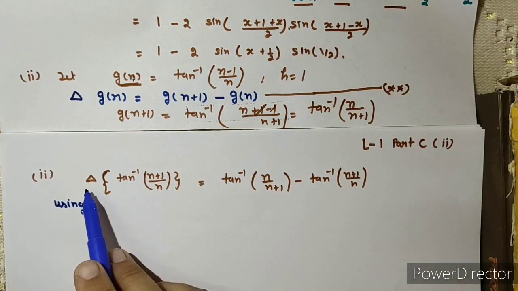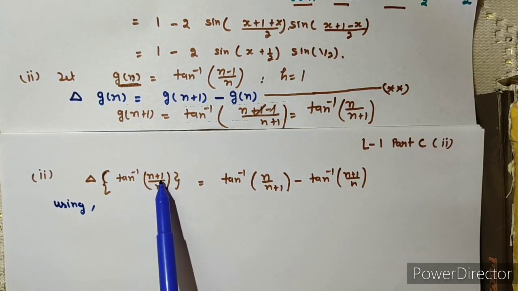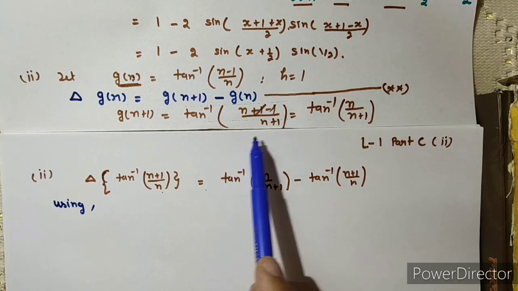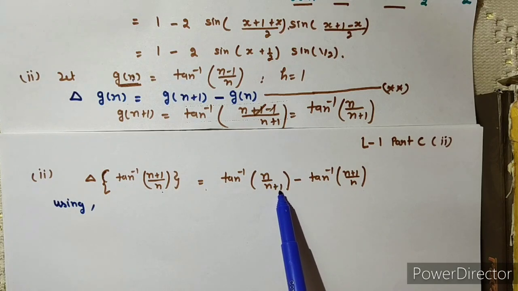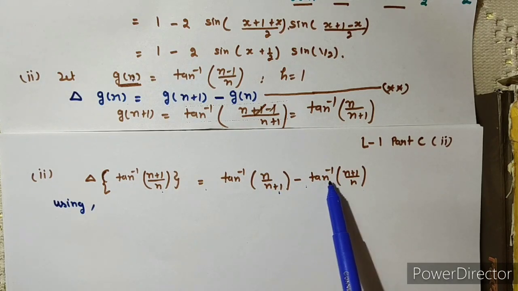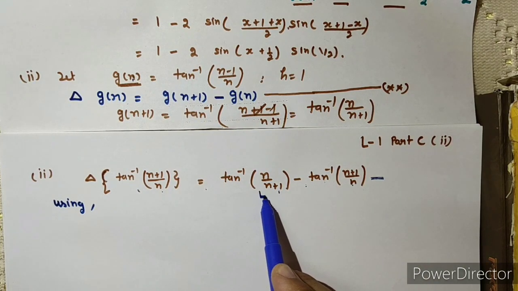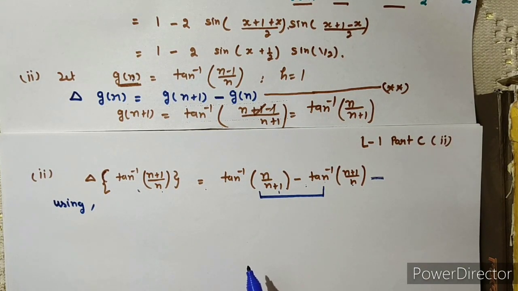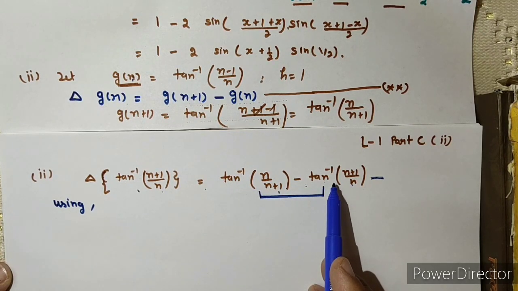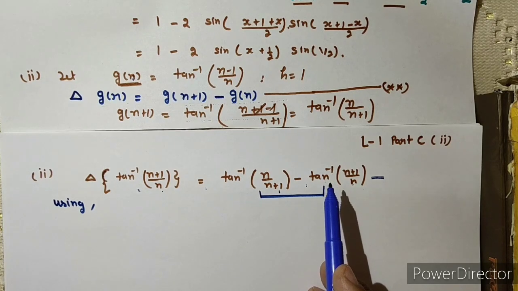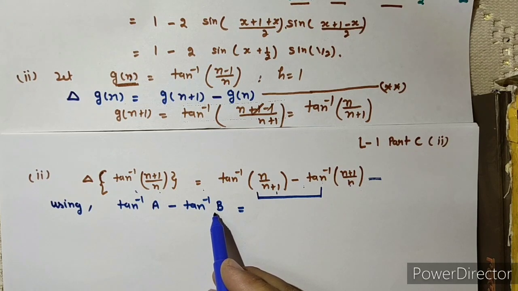So I got delta of g of n, tangent inverse of (n minus 1) by n, is equal to g of n plus 1, which is tangent inverse of n by (n plus 1), minus tangent inverse of this function again. Now there is a need of previous knowledge here. We need tangent inverse of some angle minus tangent inverse of a second angle. So tell me the formula for tangent inverse of A minus tangent inverse of B.